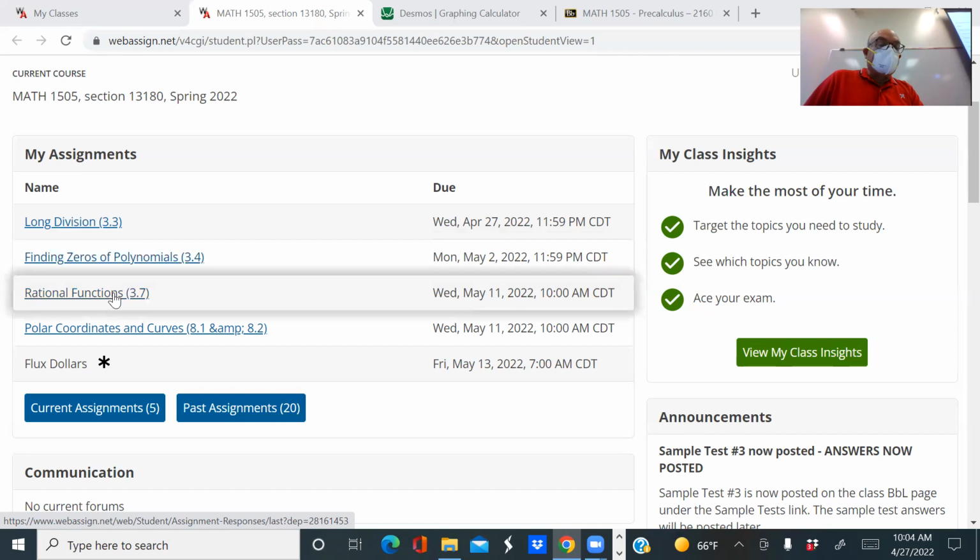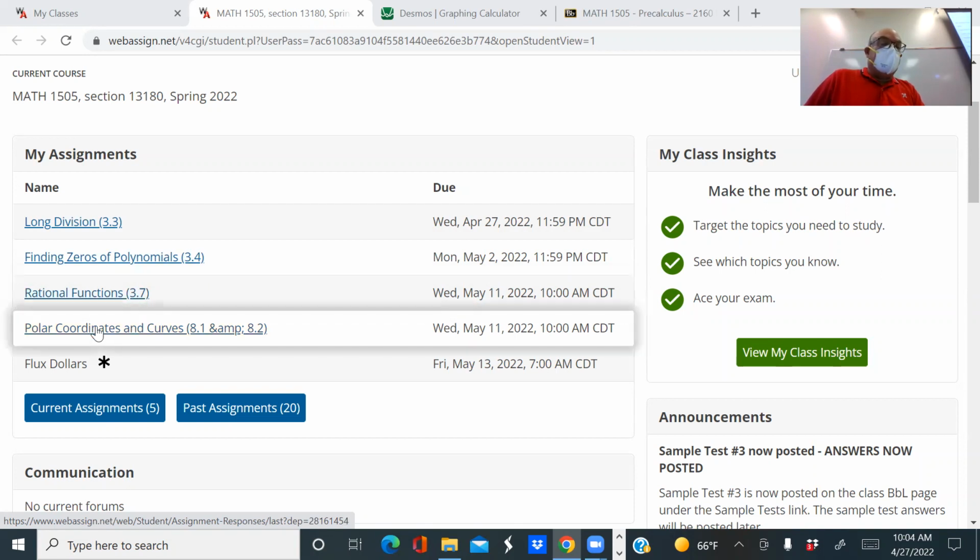And then we'll talk today and Monday about these topics: rational functions, which are just an extension of polynomial functions. And so we're not going to spend a long time talking about rational functions. And then polar coordinates. So we'll finish the semester off switching gears slightly.